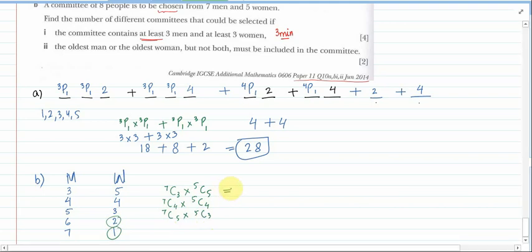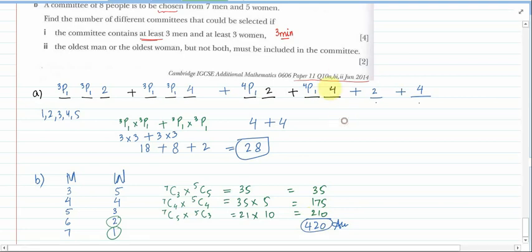So 7 combination 3 is 35, and 5 combination 5, you know, is 1, so it's 35 only. After that, 7 combination 4 is 35 times 5 combination 4, which is 5. 7 combination 5 is 21, and 5 combination 3 is 10. So 35 into 5 is 175, and 21 into 10 is 210. When you add all those values, you get the sum of 420, and that is your final answer.